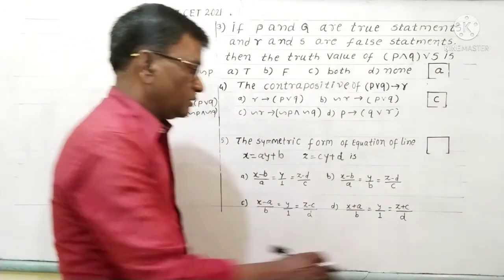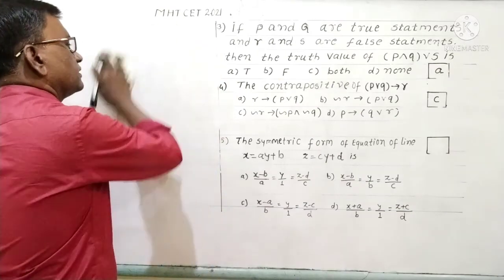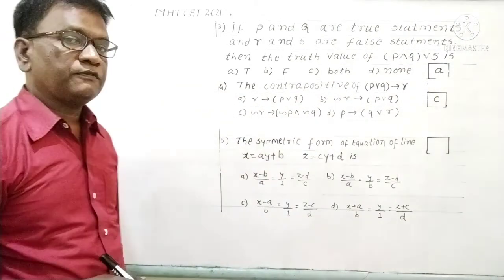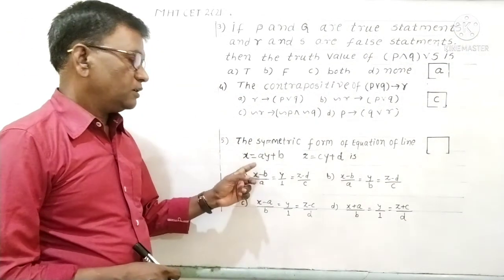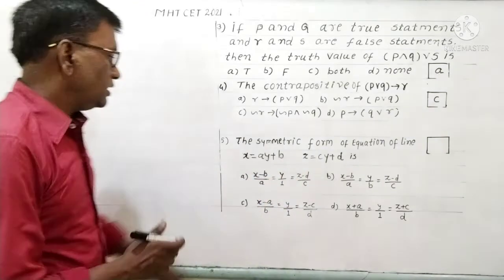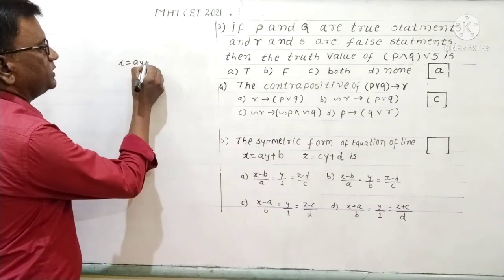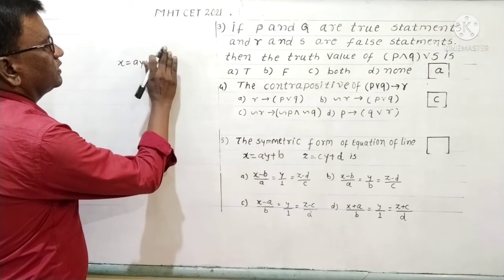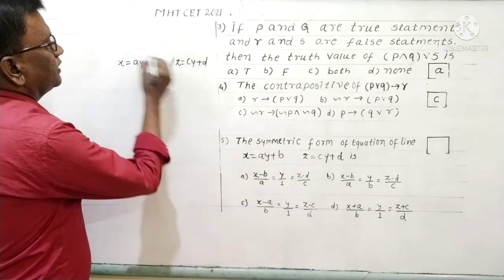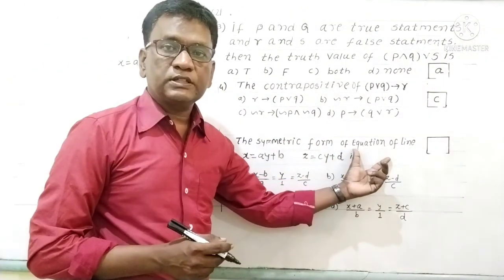Now, next question: you have to write the symmetric form of the equation of the line. Two equations of lines are given. Here one equation is x is equal to ay plus b. Another is z is equal to cy plus d. Equations of lines are given and from this we have to write the symmetric form.